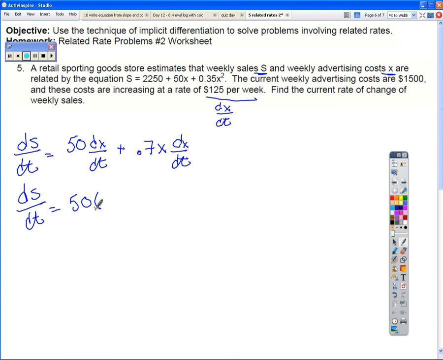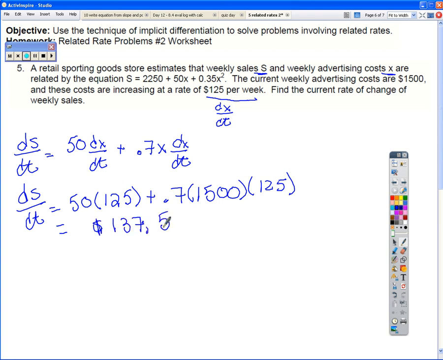Our dx dt, the rate of change, is 125. The 1500 is x. So simplifying all that, we get $137,500 per week.